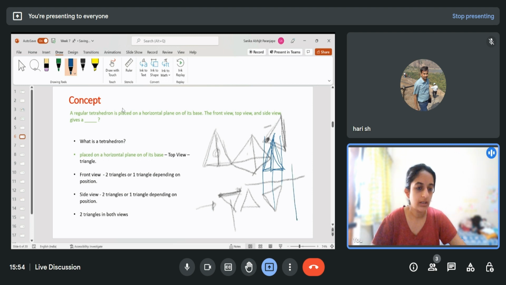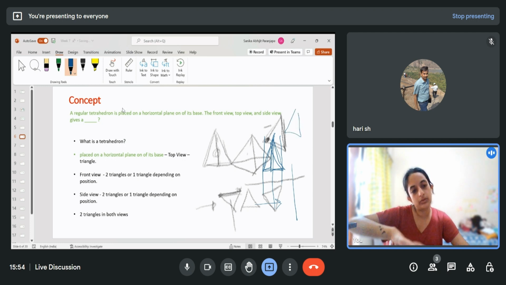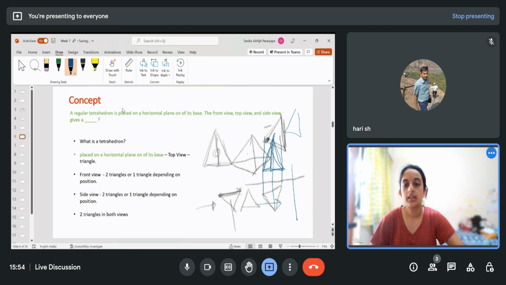And also in side view, if you project it here, you will again see two triangles, and in top view, one triangle. So it depends how your tetrahedron is placed, whether you will see one triangle or two triangles in either front view or side view.